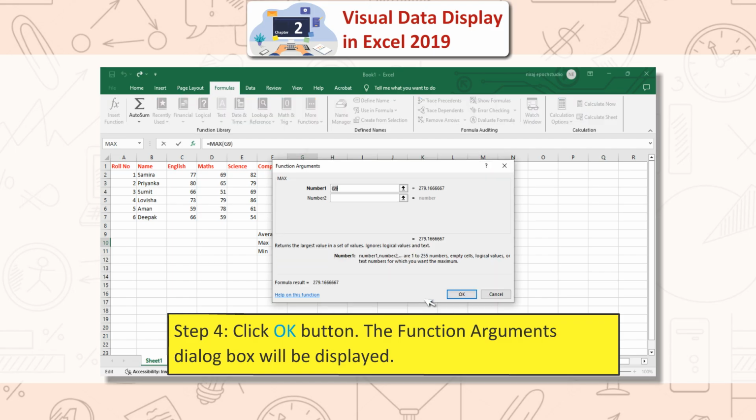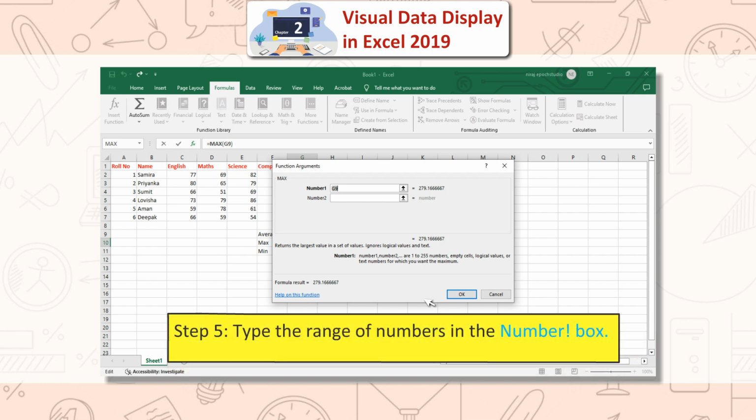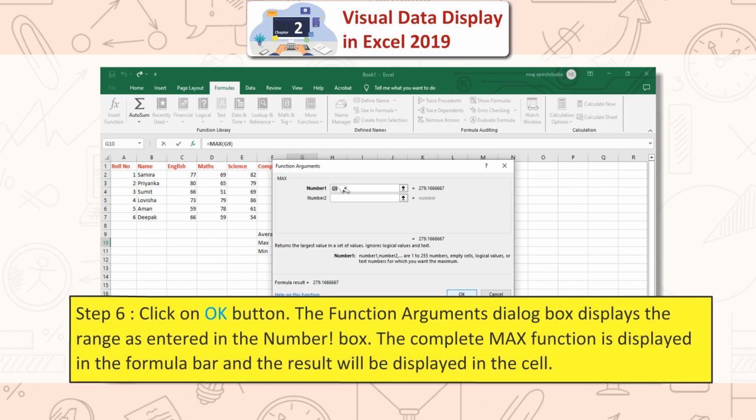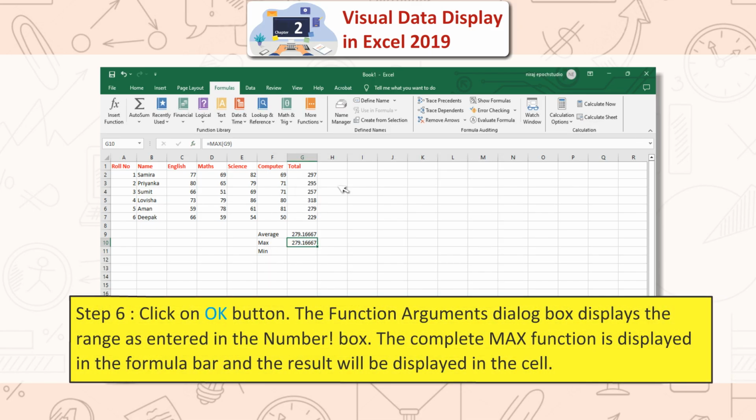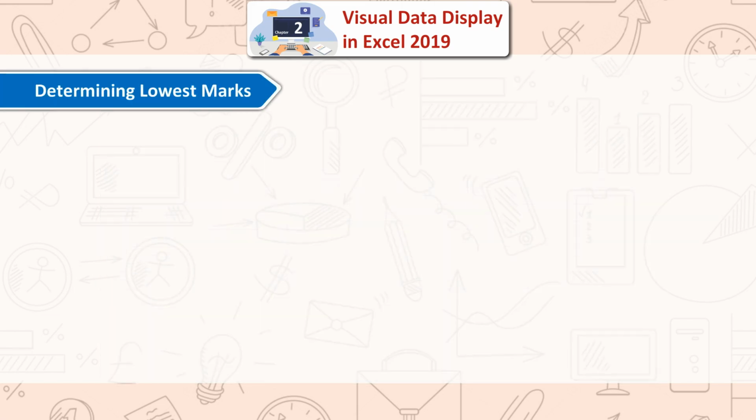The Function Arguments dialog box will be displayed. Step 5. Type the range of numbers in the number 1 box. Step 6. Click on OK button. The Function Arguments dialog box displays the range as entered in the number 1 box. The complete max function is displayed in the formula bar and the result will be displayed in the cell. Excel determines the highest value in the range. Formula bar shows the formula.